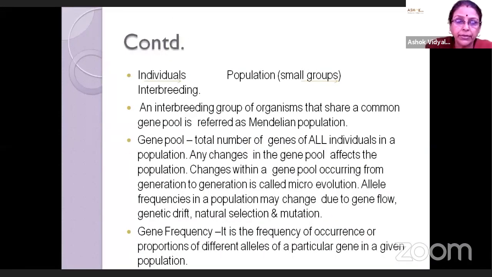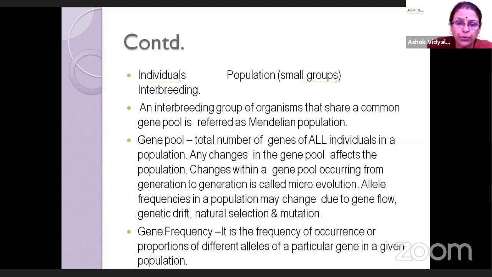Now see here, students, when there are group of people or group of individuals, they form one population. These populations are actually the small groups, okay? And when they are in the population, the process of interbreeding takes place. So this is what is Mendelian population, okay? So an interbreeding group of organisms that share a common gene pool is referred as Mendelian population.